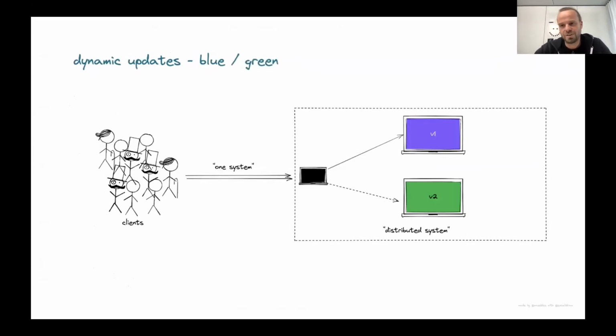Another very common factor is that you don't want to shut down your application in case of updates. So you want to provide dynamic updates. In other words, roll out a new version while the current version is still running, and then switch the traffic on the fly. One way to do this is called a blue-green deployment, where you basically reroute your traffic to the new instance once it's there.